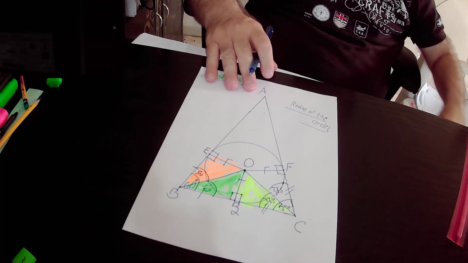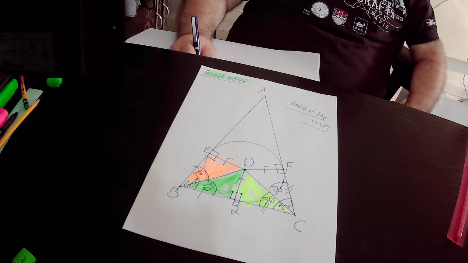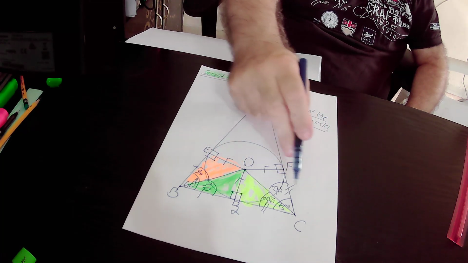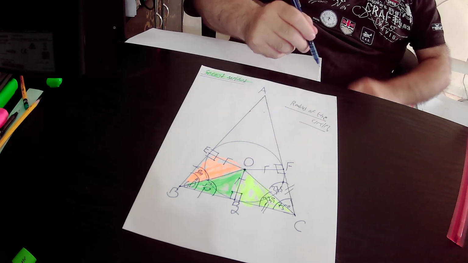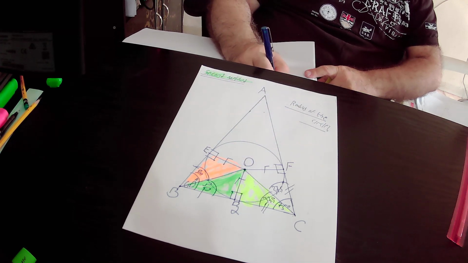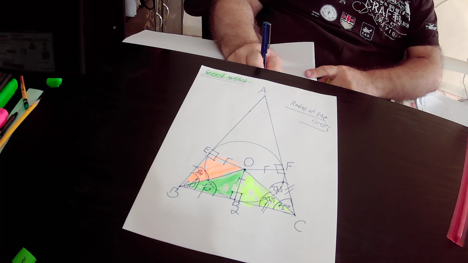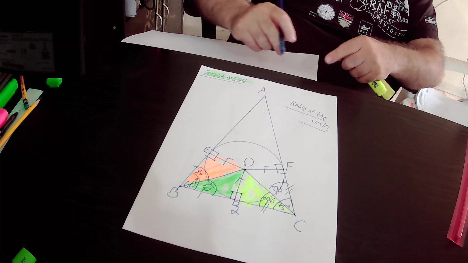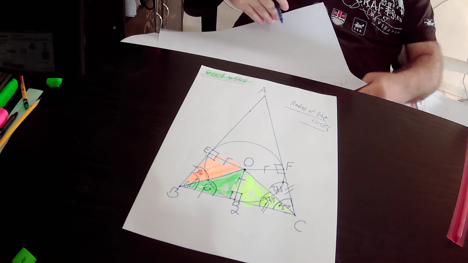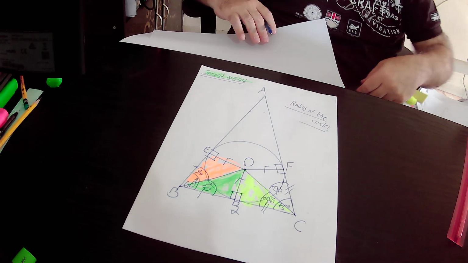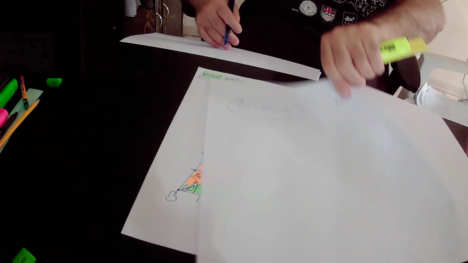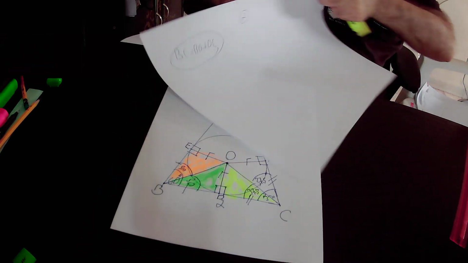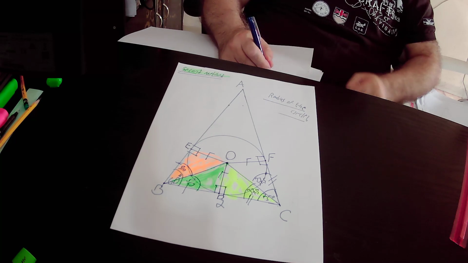And from the drawing, it is very easy to see that BC equals BD plus DC. So BC equals BD.